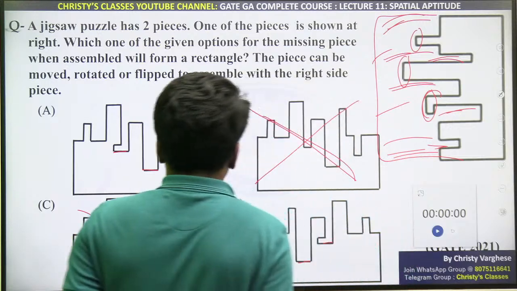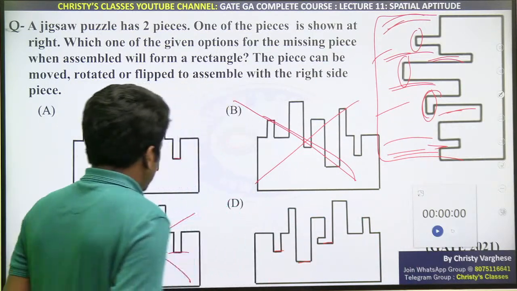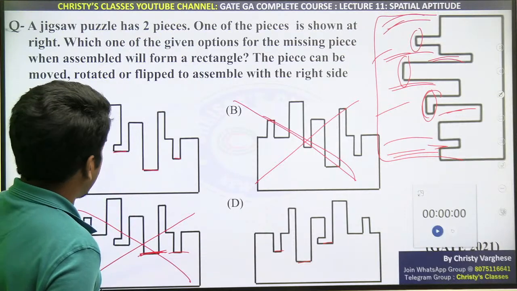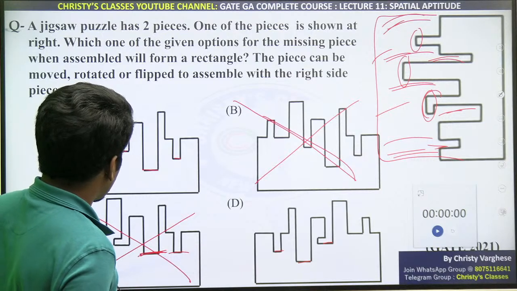A and D are remaining. Okay, two options are remaining. What you can do is think about the difference between A and D. That will give you clarity.